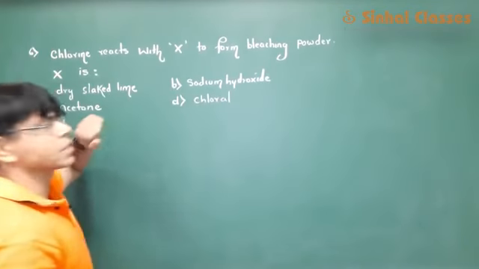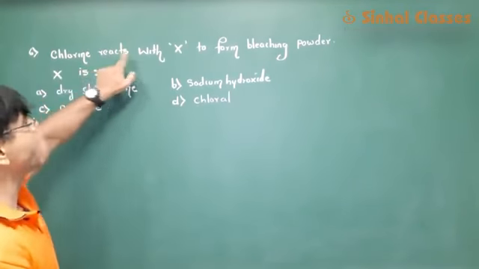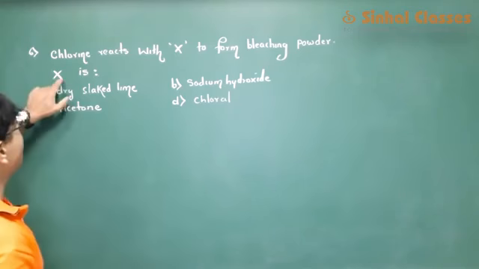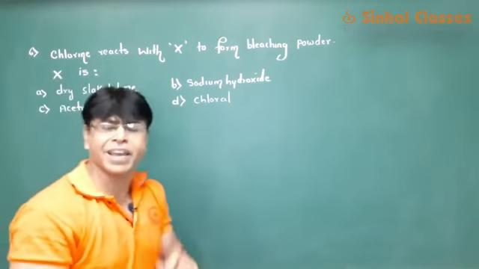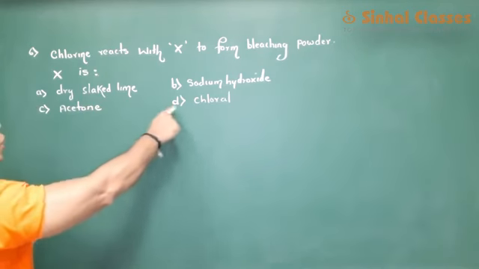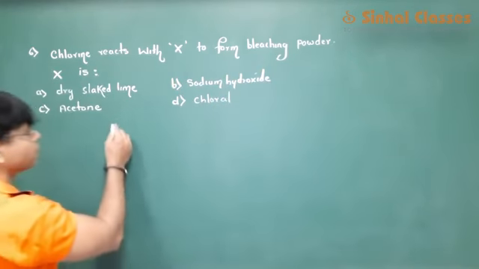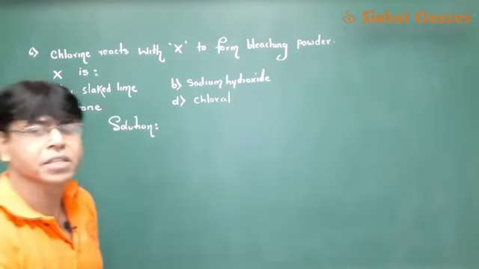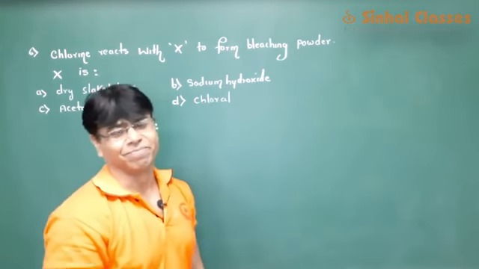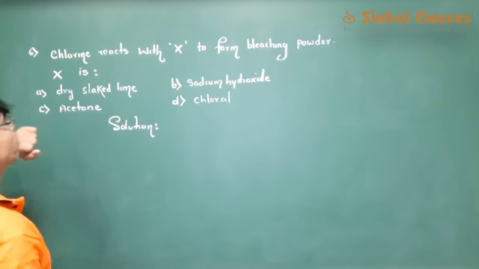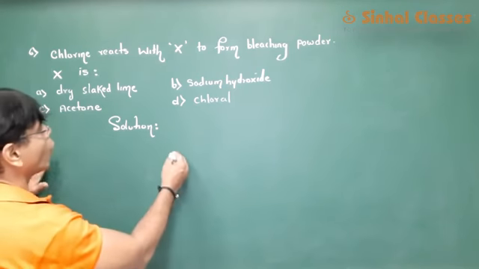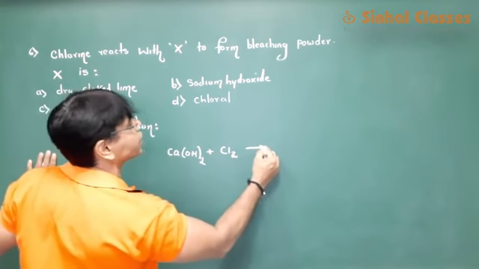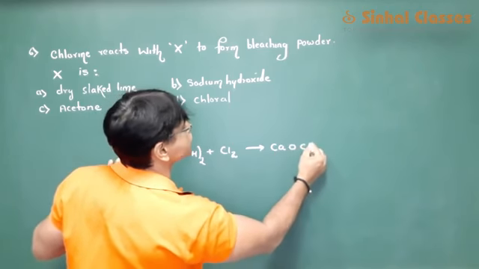Let's see a very interesting question. Chlorine reacts with X to form bleaching powder. You are supposed to identify X. Among them, which one is going to give you bleaching powder? First and foremost, we know that bleaching powder is calcium oxychloride. So let's see which compound gives you calcium oxychloride. We take calcium hydroxide treated with chlorine. It gives you CaOCl2.